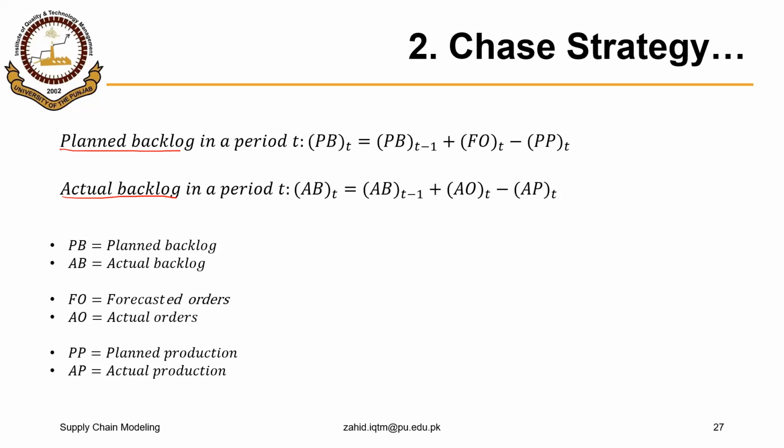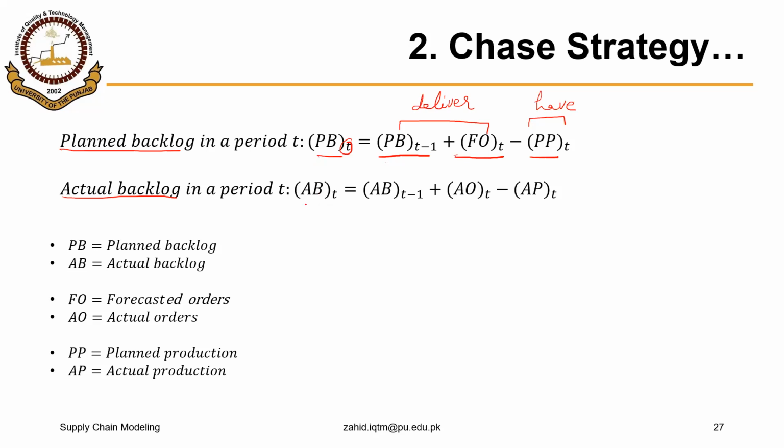So we are having a planned backlog. Every make to order organization is actually having some backlog. So it sets the limits of the maximum backlog that it will carry. So we call that planned backlog. So planned backlog in period T is equal to planned backlog in period T minus 1 plus forecasted orders in this period T minus planned production in period T. So these two quantities are actually what you have to deliver. And this is what you plan to have.